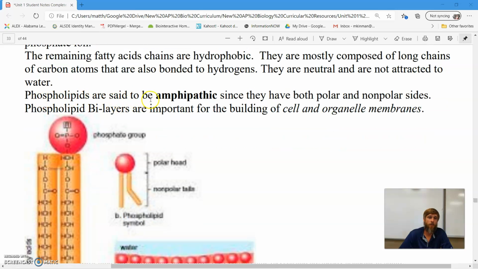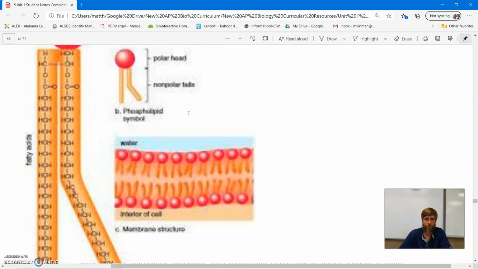So here's a key word for you, amphipathic. What does amphipathic mean? Phospholipids are said to be amphipathic since they have both polar and nonpolar sides. Phospholipid bilayers are a good example. So if not for the ability to be amphipathic, your cells would not survive the way that they do.